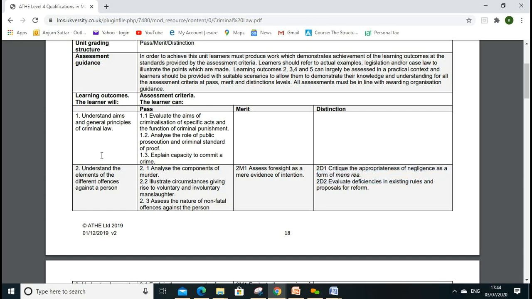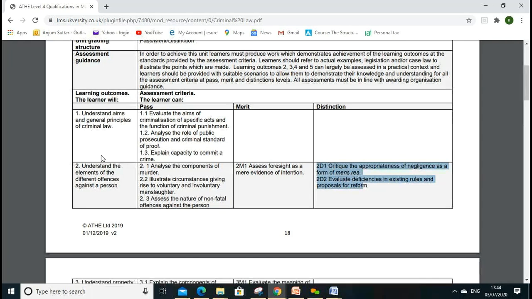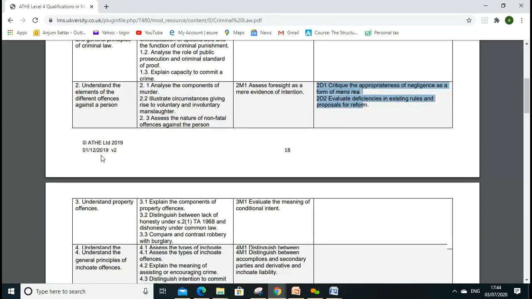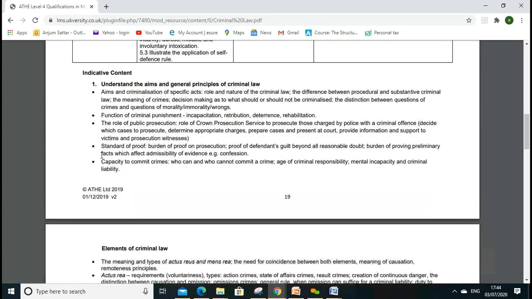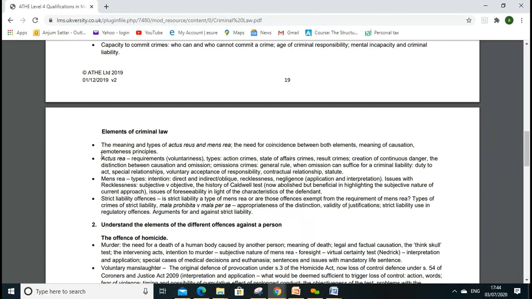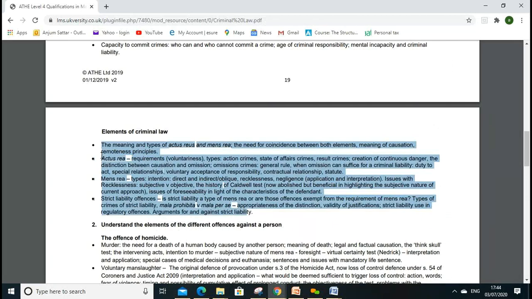So you have a merit there and a distinction. If you want a distinction, you need to address 2.2, D1, D2, plus merit as well. So we have to address all these. Today's lesson will be focused on learning outcome 2. Further, we have 5 learning outcomes, and this is one of them, the inductive contents we are supposed to cover today.